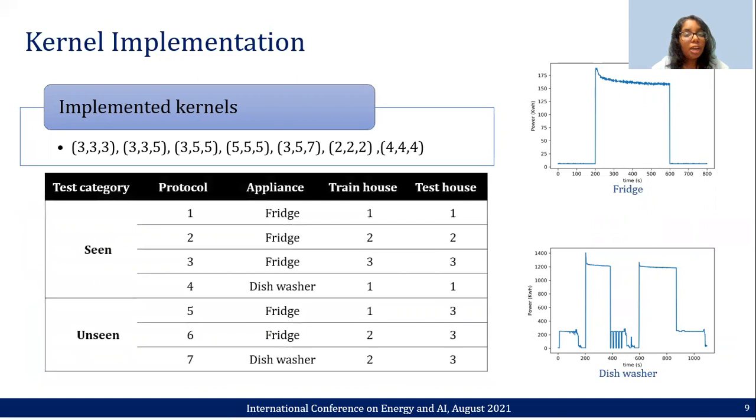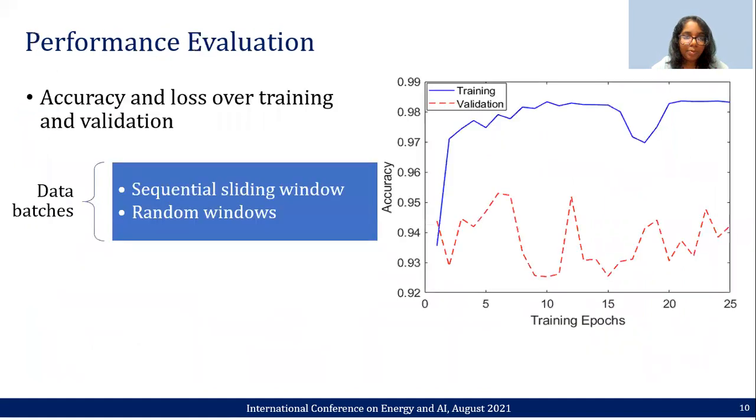We define a total of 7 protocols as highlighted in the table, incorporating the data of the fridge and dishwasher for both seen and unseen categories. Thereafter, for each protocol, we implemented the defined kernel configurations with the intention of identifying the most optimal kernel combination.